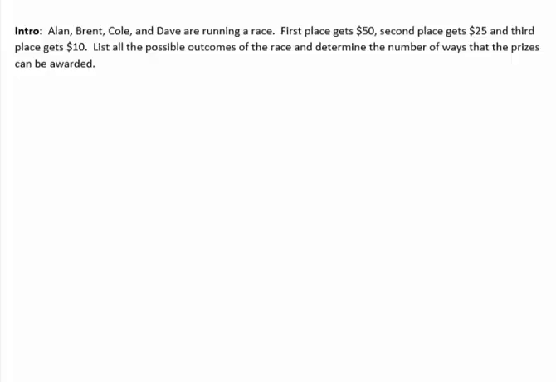Well, if we're going to list the possible outcomes, let's start logically here. It could be Alan in first, followed by Brent, followed by Cole. First, second, third. In this situation, there would be no prize for Dave. Now that's if A comes first, then B, then C. And order is going to matter here because of the prizes.